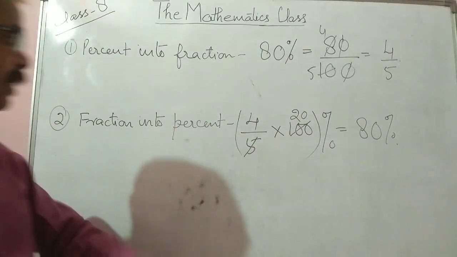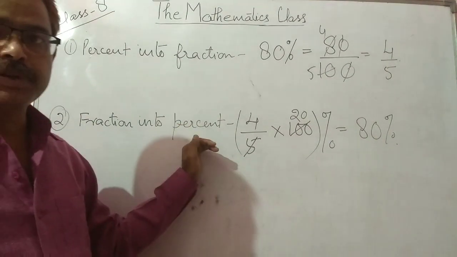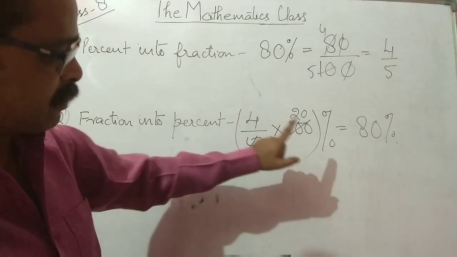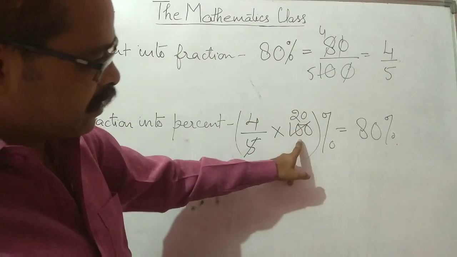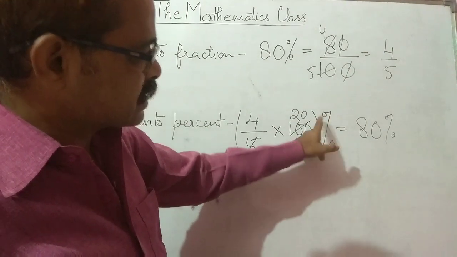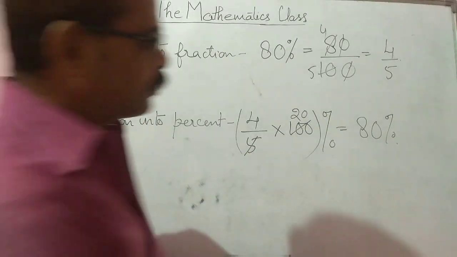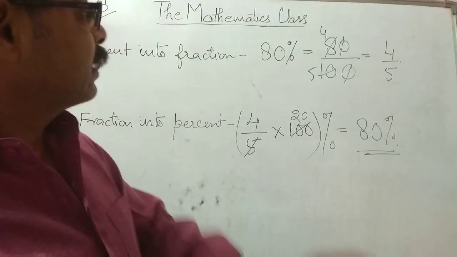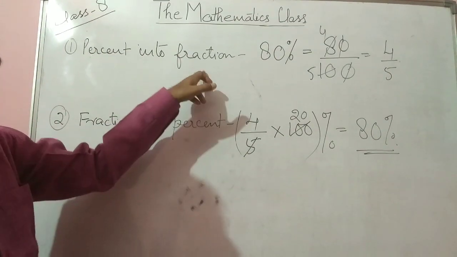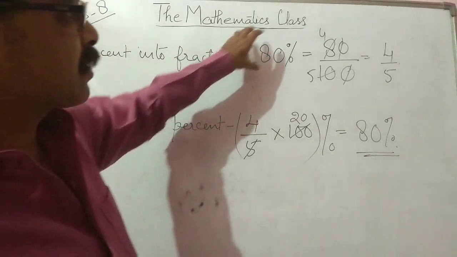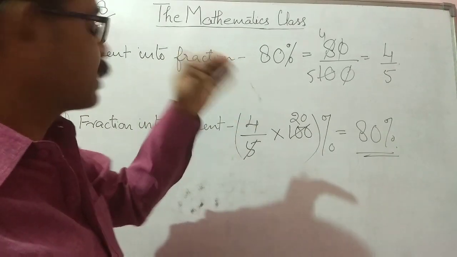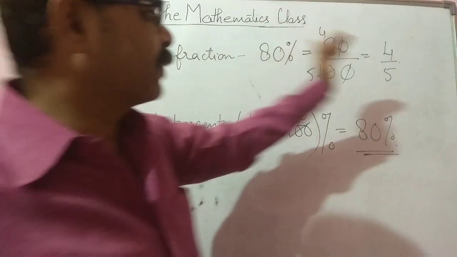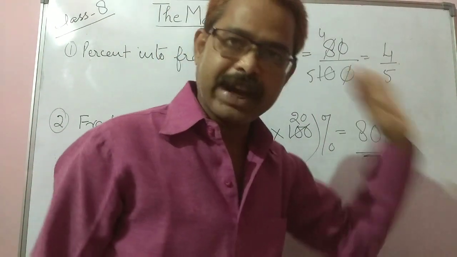So when we are converting fraction into percent, what we do? We multiply the given fraction by 100 and put a percentage sign also and solve it out. That will be the conversion of fraction into percent. When we are converting percent into fraction, then what happens? Just write that percent upon 100 and simply reduce it to the lowest terms. You will get the value in fractions.